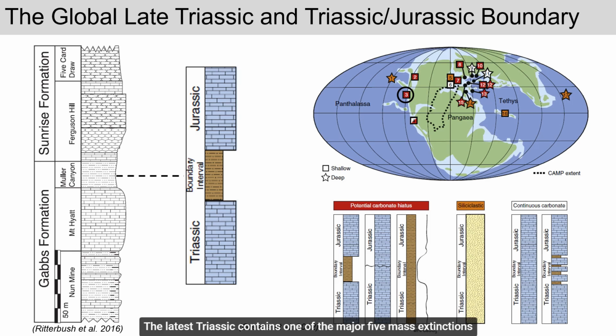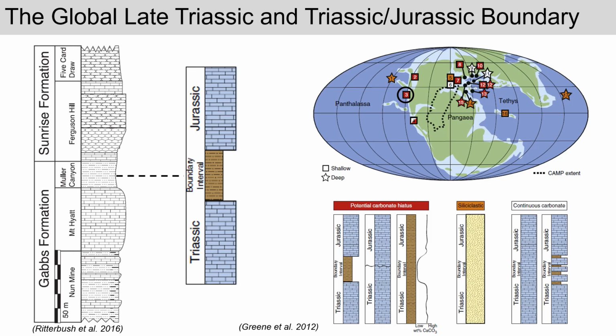The latest Triassic contains one of the major five mass extinctions, and has therefore been a subject of significant global research, leading to the recognition of a negative carbon isotope excursion, a carbonate crisis and potential acidification event, and the likely causative role of Central Atlantic magmatic province volcanism in these events.